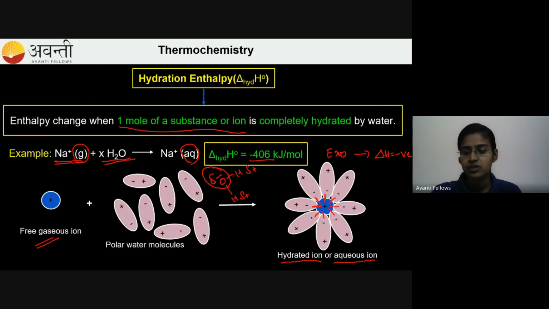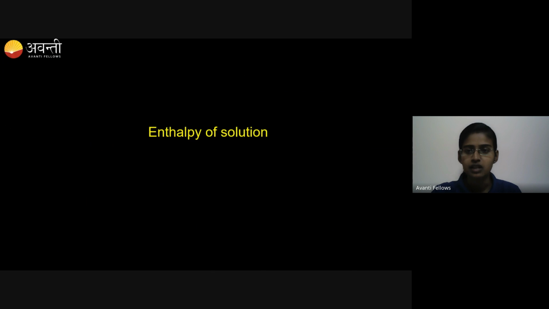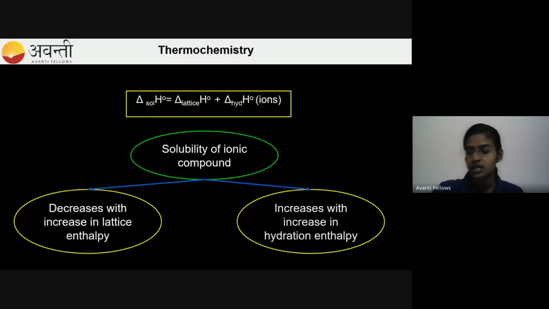Now let's move on to enthalpy of solution. We have one formula to find the enthalpy of solution. That formula is delta H naught of solution equal to lattice energy plus hydration energy. Lattice energy plus hydration energy will give you the enthalpy of solution.